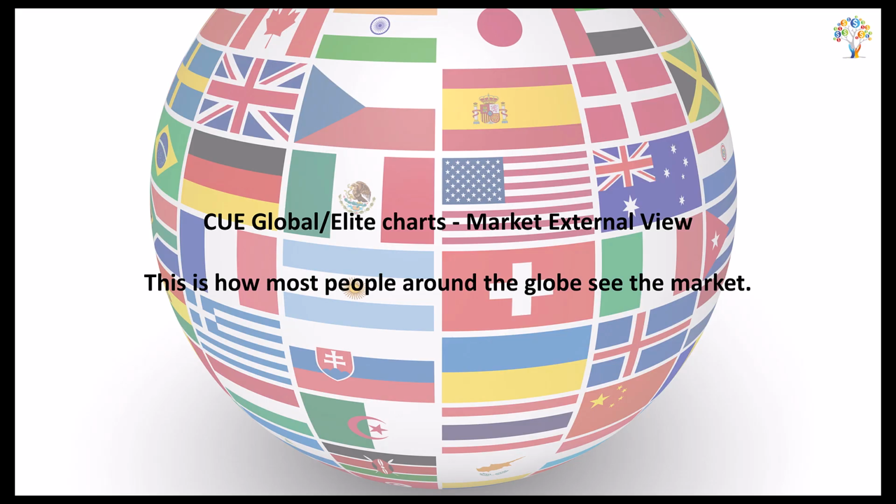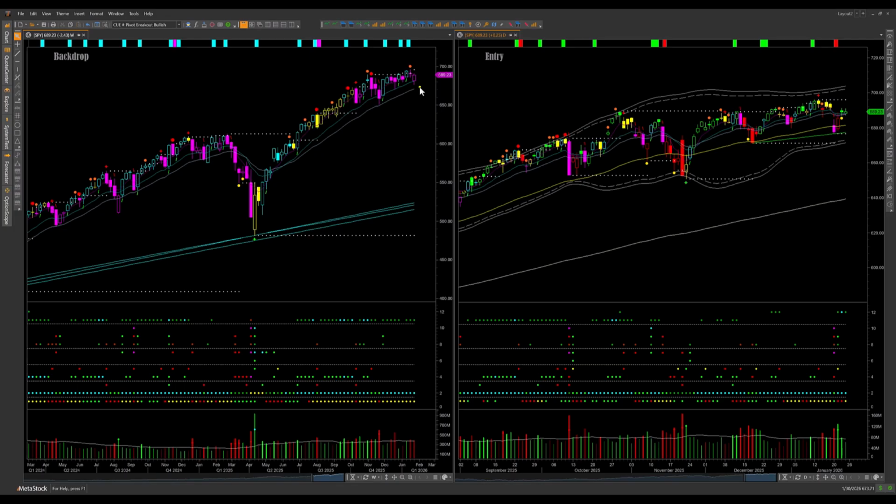Third dimension, market external view. This is how most people around the globe see the market. This analysis can be done using market ETFs, futures, or indexes. I will carry out this analysis using Q at a glance weekly daily charts. When looking at the market ETFs, I try to answer two questions. What is the trend and what is the preferred trading direction? They may not always be the same. Let's do that for the four major market ETFs, starting with SPY.